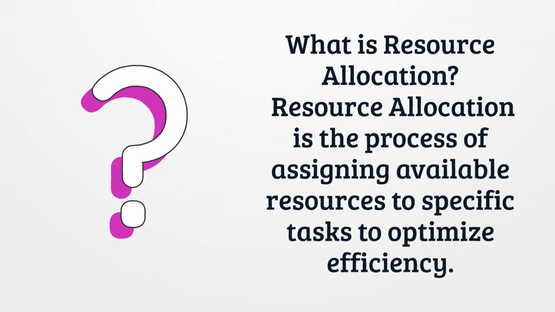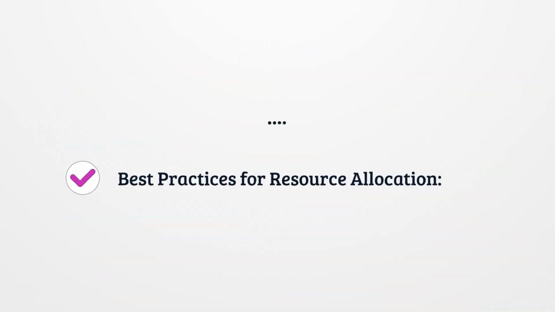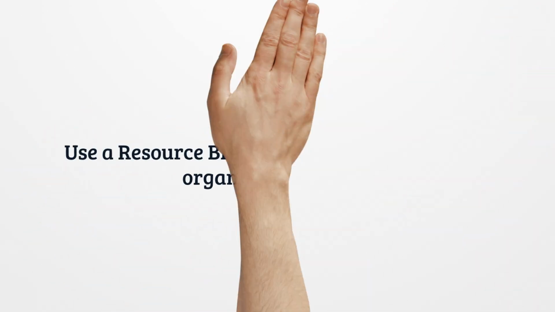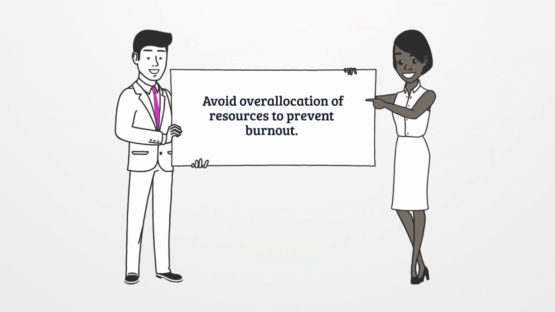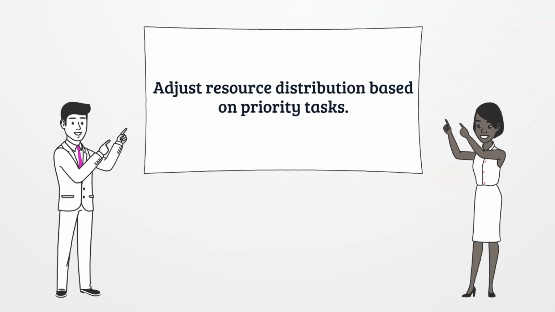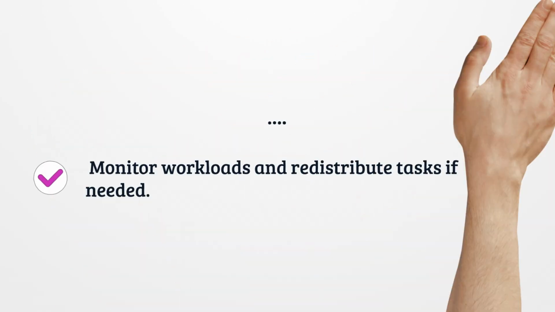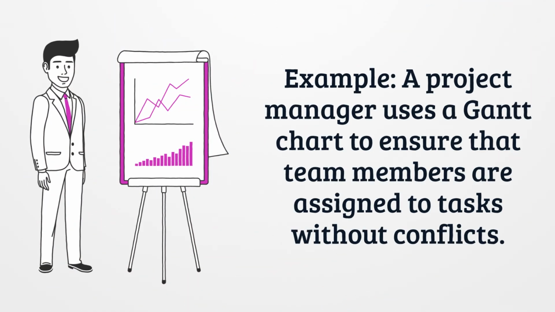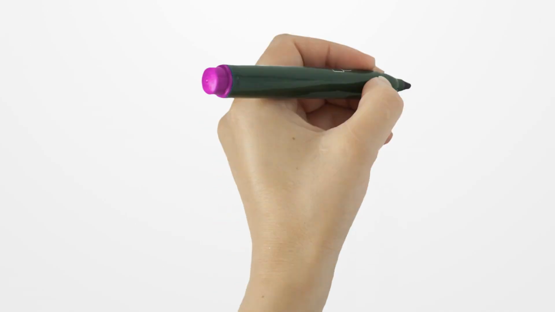What is resource allocation? Resource allocation is the process of assigning available resources to specific tasks to optimize efficiency. Best practices for resource allocation. Use a resource breakdown structure, RBS, to organize resources. Avoid overallocation of resources to prevent burnout. Adjust resource distribution based on priority tasks. Monitor workloads and redistribute tasks if needed. Example, a project manager uses a Gantt chart to ensure that team members are assigned to tasks without conflicts.